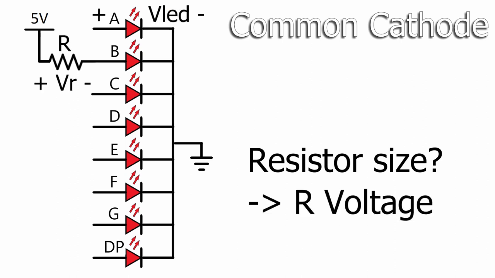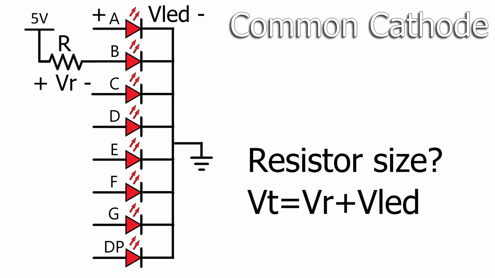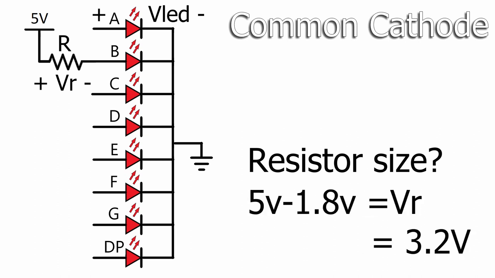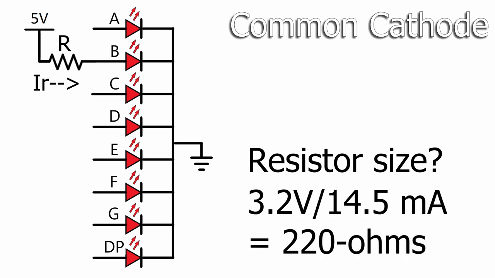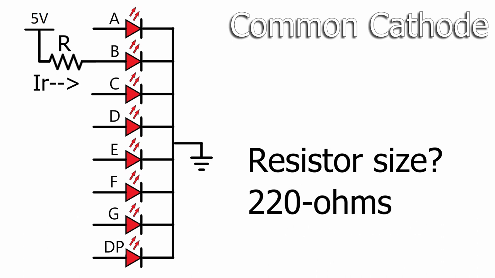Well, we'd start by calculating the voltage across the resistor. In a series circuit, the voltage drops across each device add up to the source voltage. A typical red LED drops about 1.8 volts across it. Subtracting 1.8 volts from 5 volts, we get 3.2 volts across the resistor. Next, we choose the maximum current value, something comfortably less than the maximum rating provided in the datasheet. We'll pick 14.5 milliamps. Now, divide 3.2 volts by 14.5 milliamps, and we get 220 ohms. So a 220 ohm resistor is selected for our circuit.